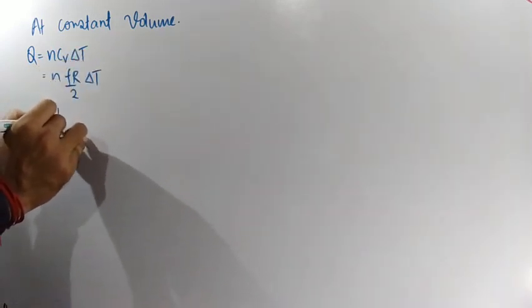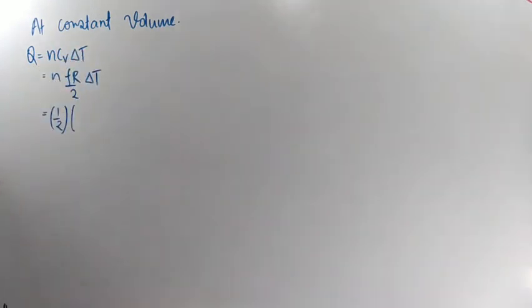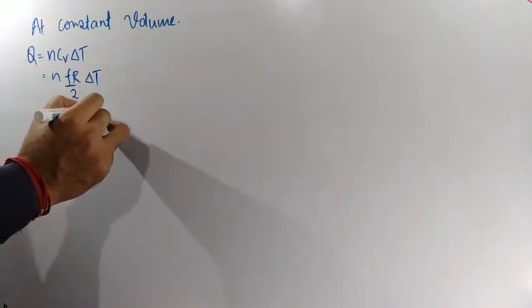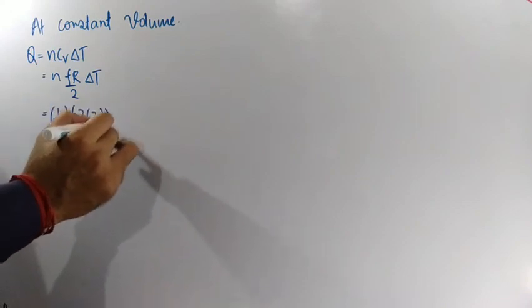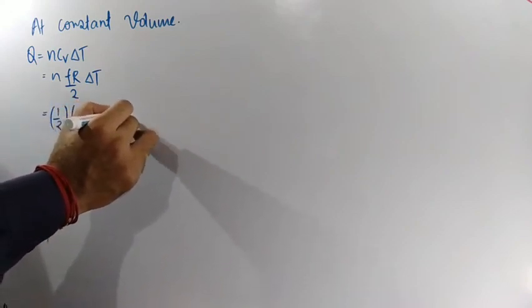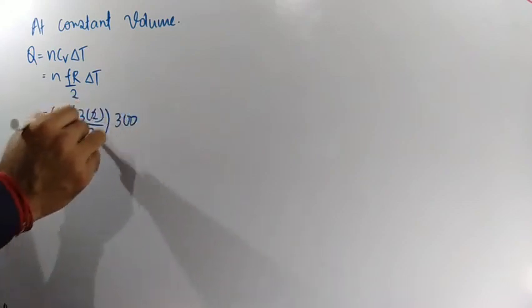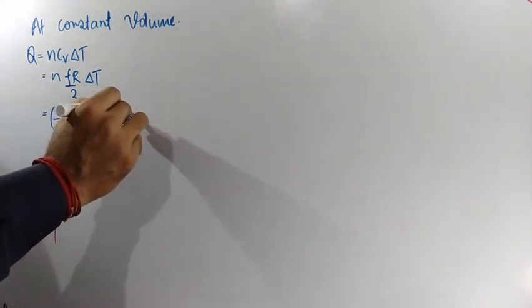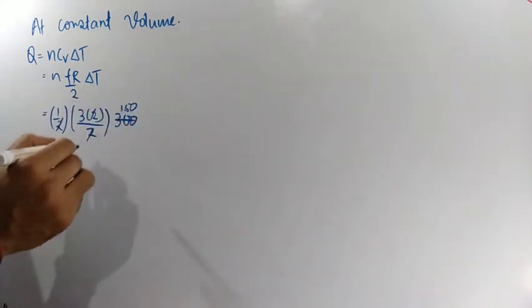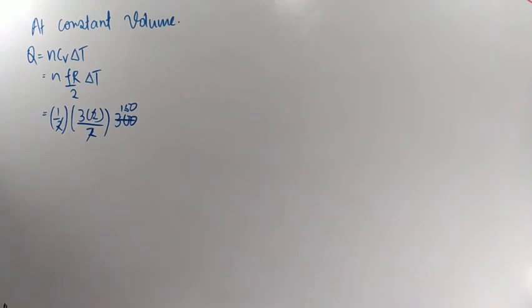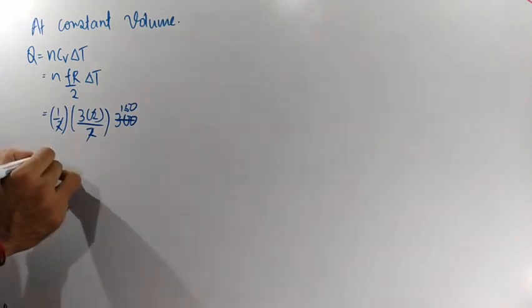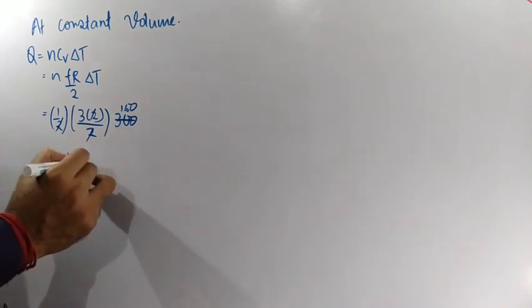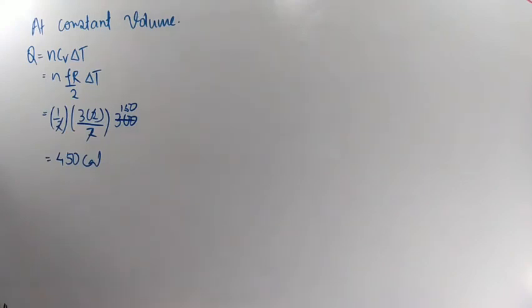n value is half. f value is how much here? 3, no? 3 into R value, 2 divided by 2, delta T value 300. So 2 will get cancelled. 2 ones are 2, 150 into 300... next, 150 into 3, you are going to get 450 calorie. Clear? And next, the last one, you have to calculate work done.